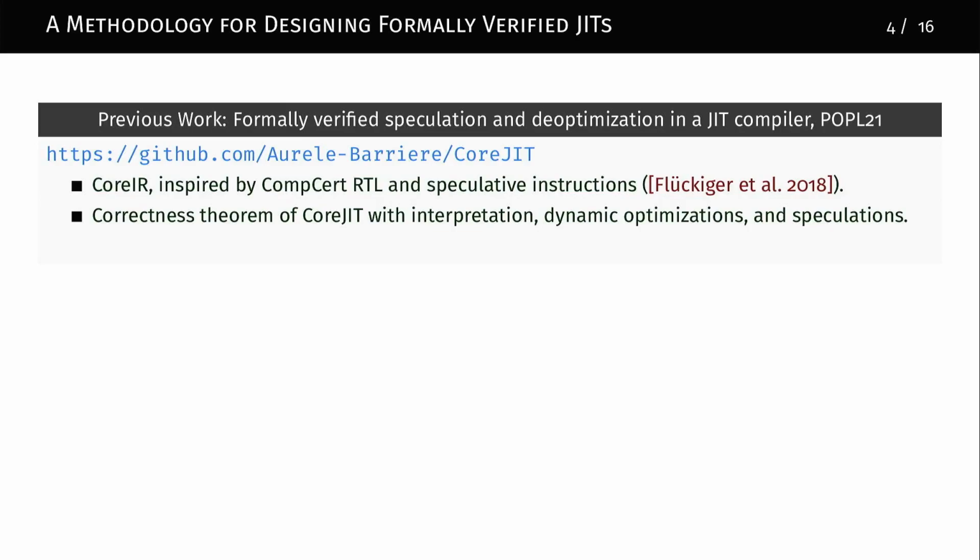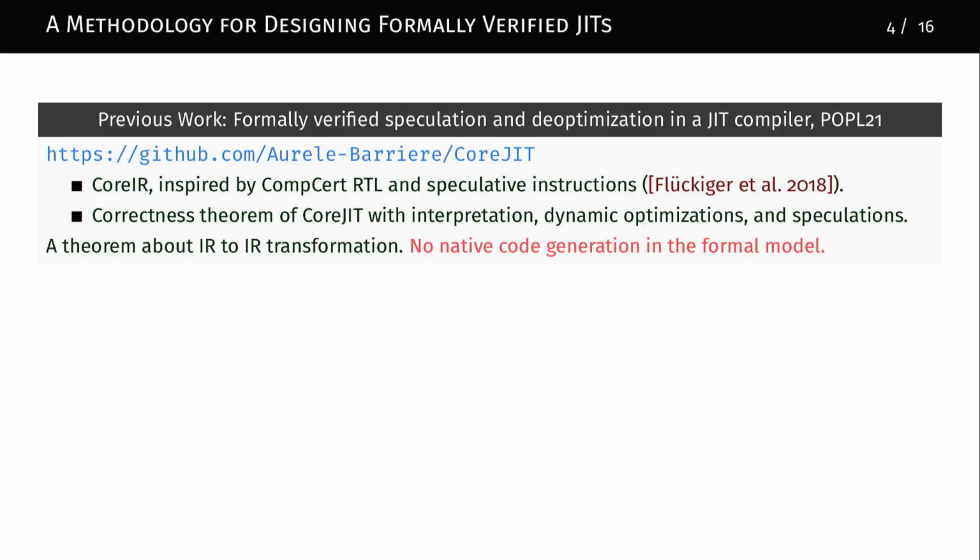And previously, 2 years ago, we had some previous work about a formally verified JIT. So this JIT was focusing on dynamic and speculative optimizations, meaning that we designed an intermediate language, an intermediate representation for speculative instructions and speculation in a JIT. And on this language, we proved the correctness of some code transformations that insert and manipulate speculation.